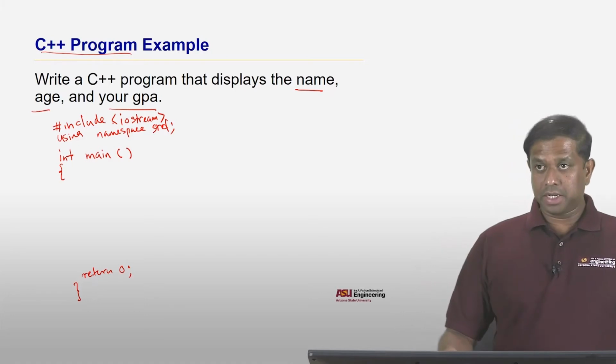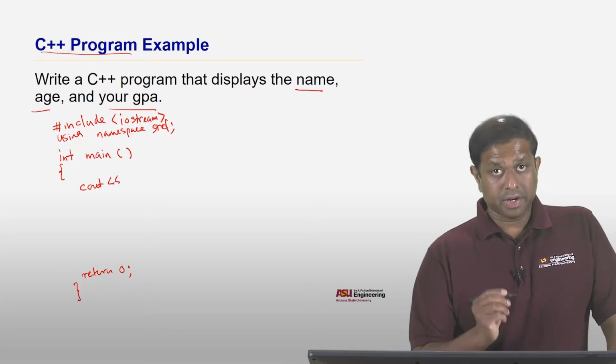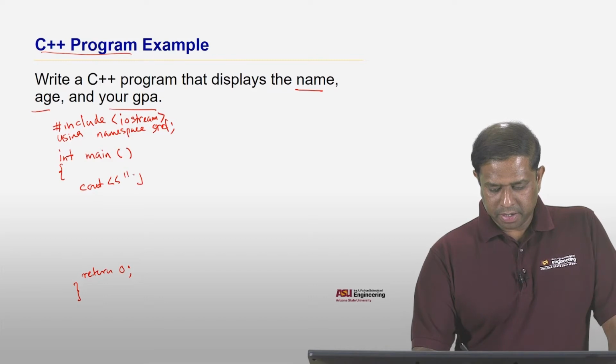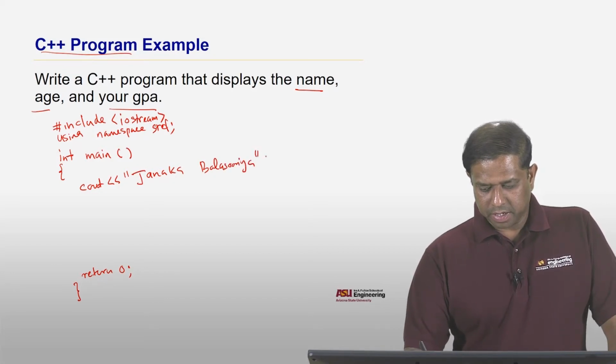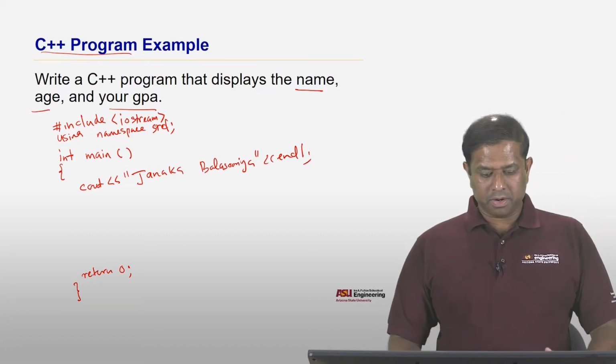First, let's say I want to display the name, so we can say cout, the redirect operator. Suppose I'm going to display my name right here, so Janaka and then my last name, Surya, and then endl. So that will display my first name, last name, and then go to the next line.